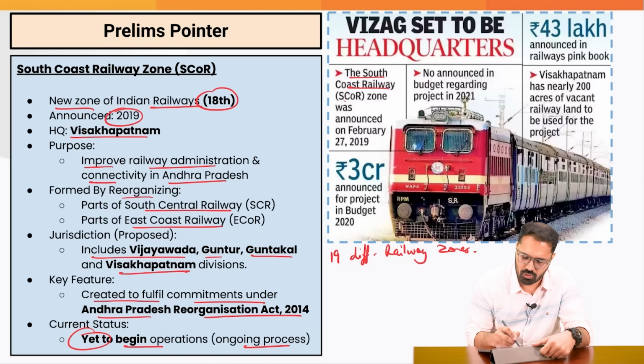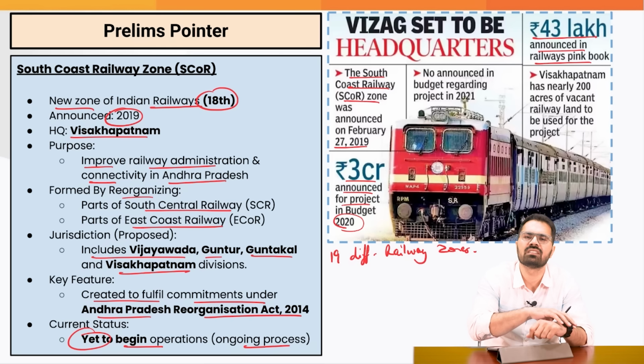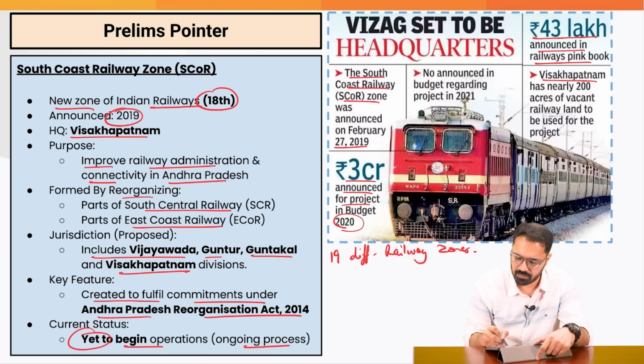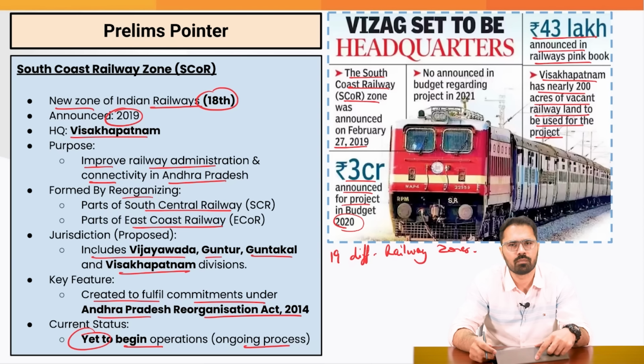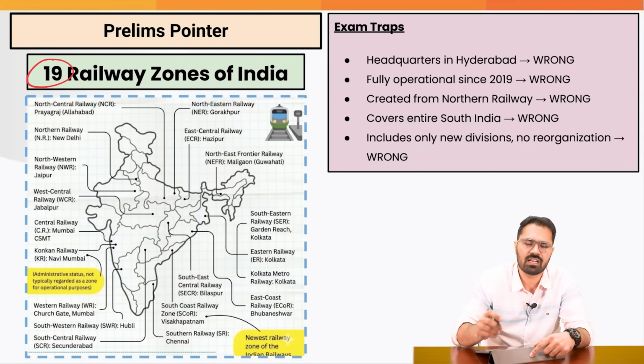This South Coast Railway Zone was announced in February of 2019. Rupees 3 crore 43 lakh was announced for the project in the budget of the next year, in the railway pink book, and every year some amount is being announced. Recently also, I think 150 to 200 acres of land has been given to create the headquarter of this particular zone. Now Visakhapatnam has nearly 200 acres of vacant railway land to be used for this project. Clear?